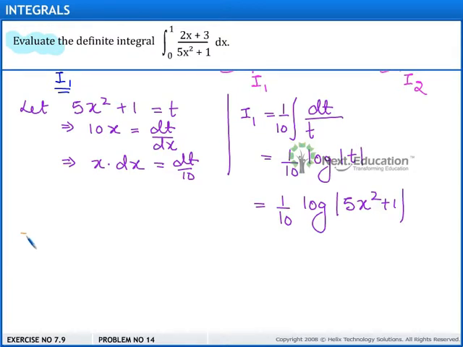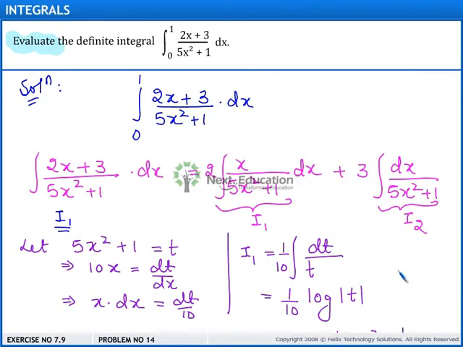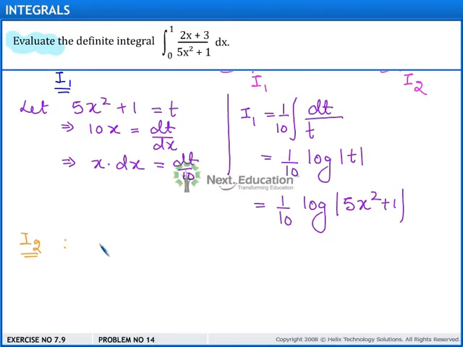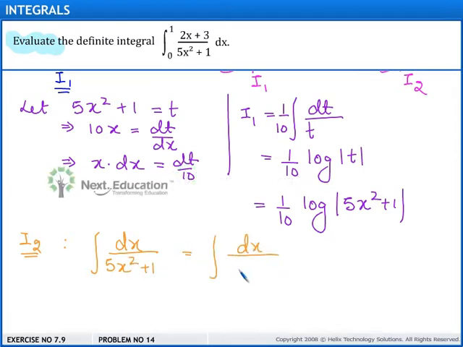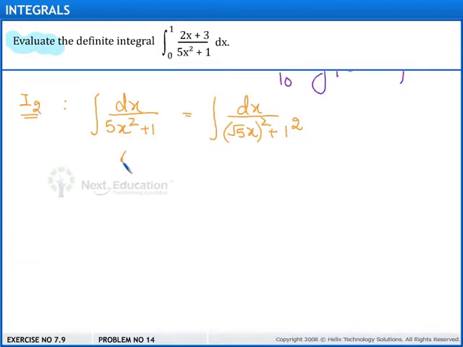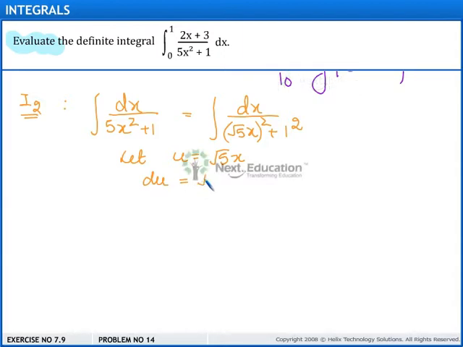Now let us consider the integral I2. In the integral I2 we have integral dx upon 5x square plus 1, that is integral dx upon (root over 5x) whole square plus 1 square. Now let us assume that u is equal to root over 5x. On differentiating both the sides with respect to x, we have du is equal to root over 5 into dx, or dx is equal to du upon root over 5.